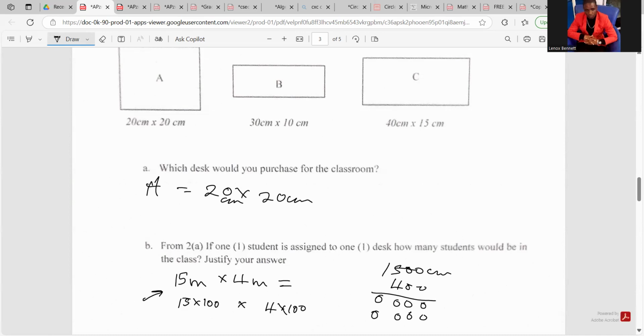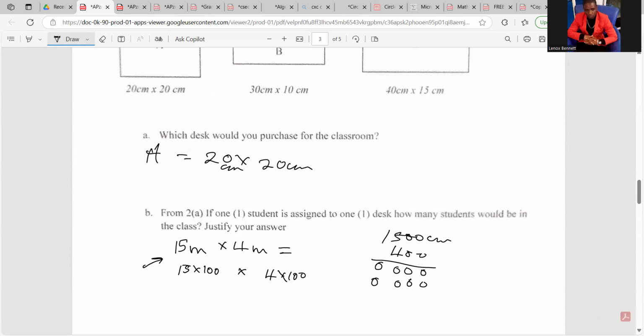Why am I doing it this way? Students sometimes say they don't see it, right? So you put 2 spaces over now, 4, 0, 0, and so on. 4 times 5 is 20, and that gives me 600,000 centimeters square.